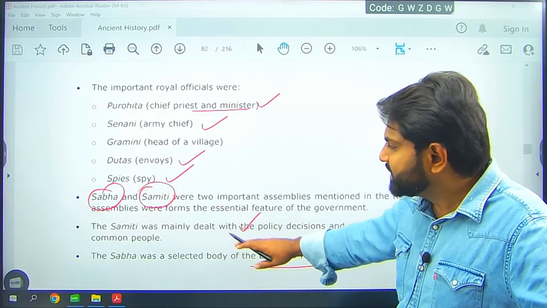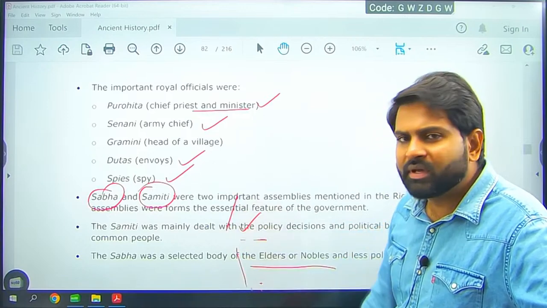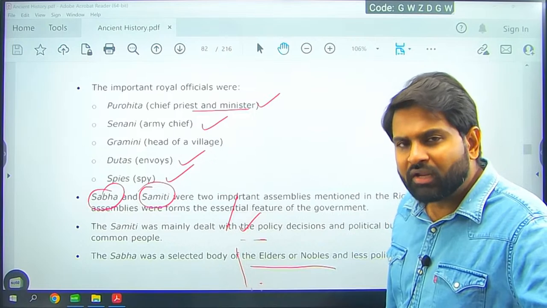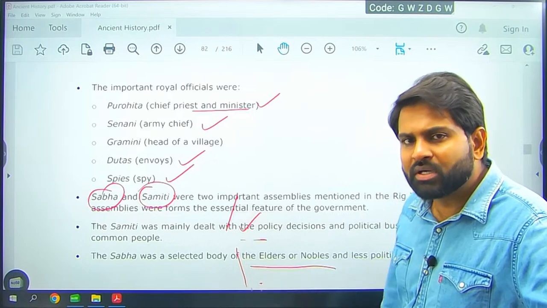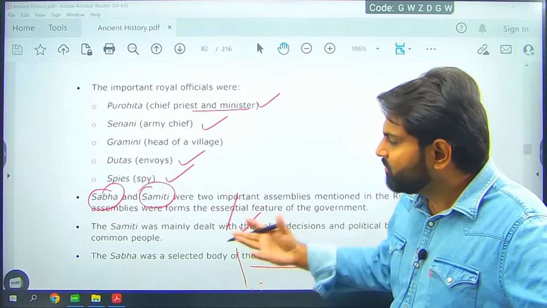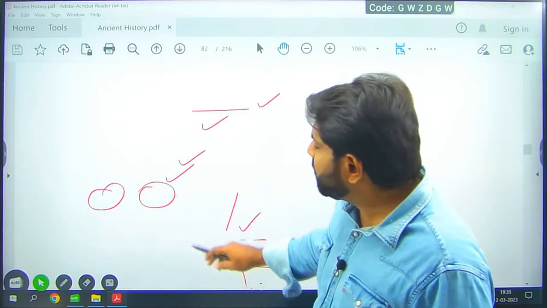So you can see Samiti, Sabha. Samiti is like Lok Sabha. Sabha can be compared to Rajya Sabha, but not in full comparison, for your understanding. Sabha is a house of experts, less political in nature, whereas Samiti was of the people and is more political in nature.